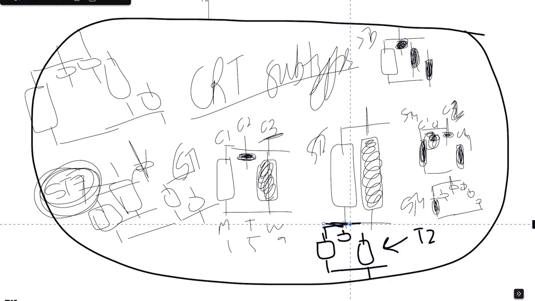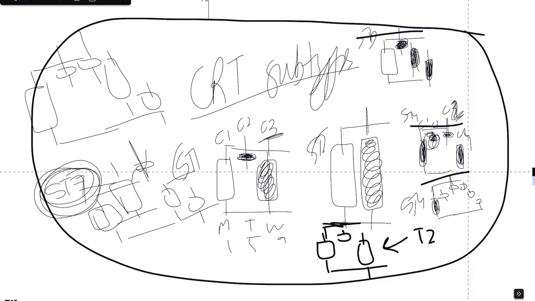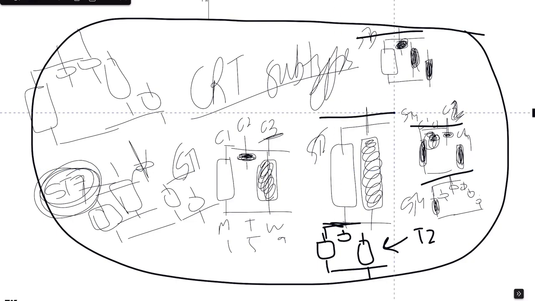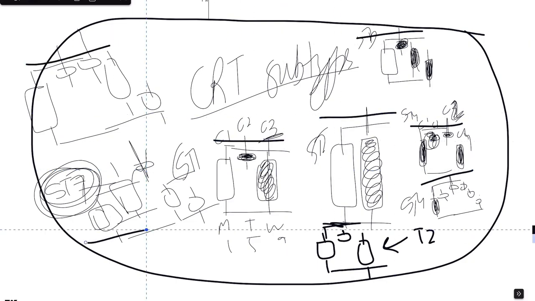What's missing here, though, is every single subtype in this picture has a relationship with a key level, a higher time frame key level, and key level. 1, 2, 3, 4, 5, 6, 7, right?